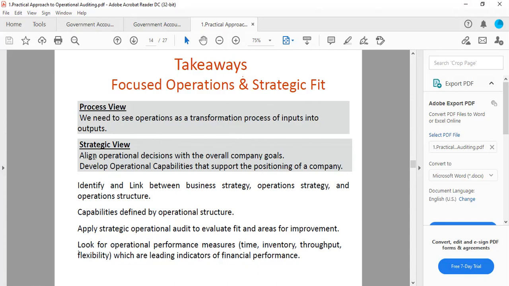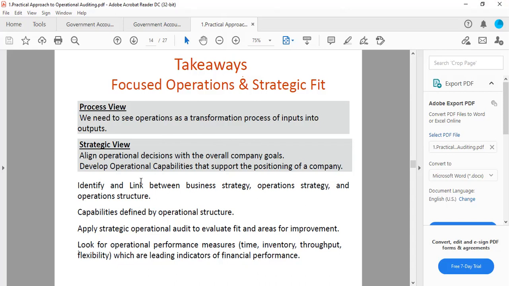And then our view should be strategic, wherein we align operational decisions with the overall company goals. So the goals in the lower levels should be matched or aligned with those of the upper levels. We call this situation goal congruence, although it's not discussed here. Otherwise, if the opposite is true, we call that sub-optimization. So that's the opposite of goal congruence. More of that will be discussed in responsibility accounting in your management accounting subjects.